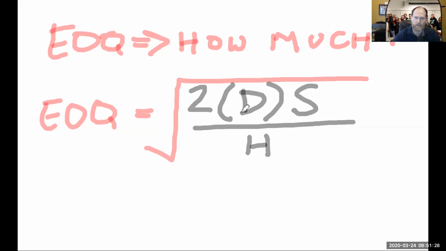Actually, S is not a constant. These are variables, I'm sorry. 2 is the only constant. So that's our formula. Now let me talk about what each one of these means. So D refers to annual demand.